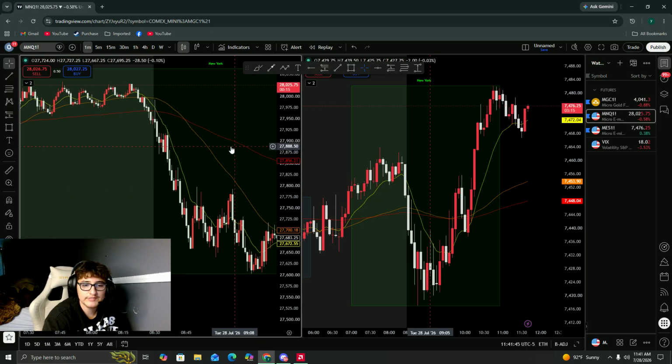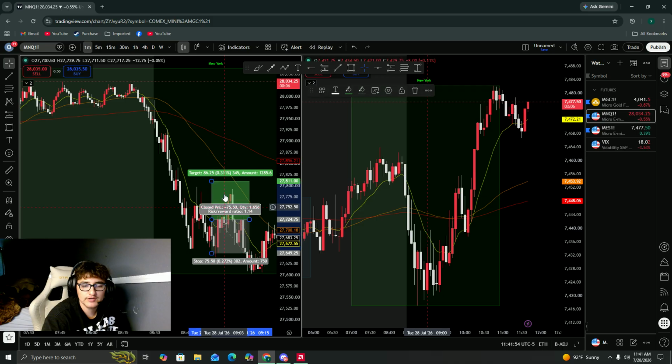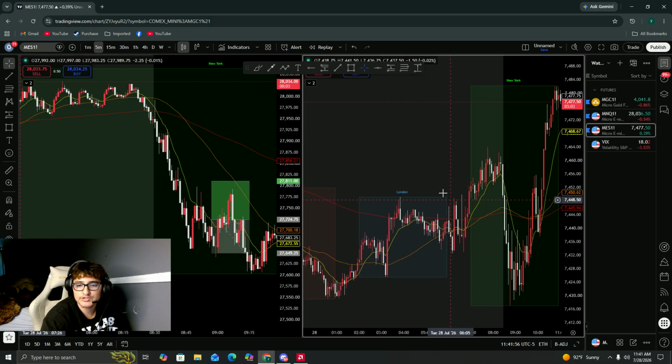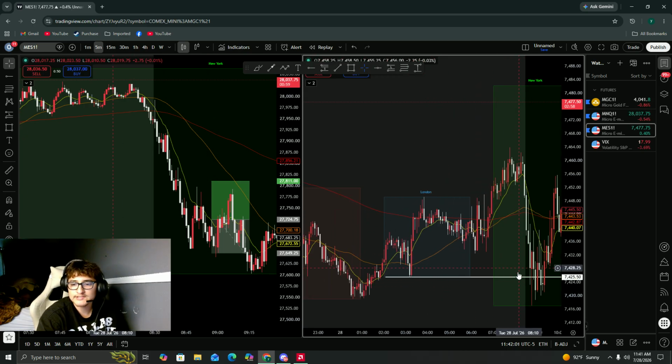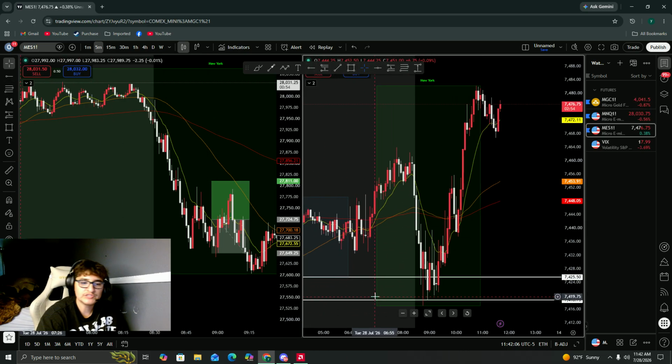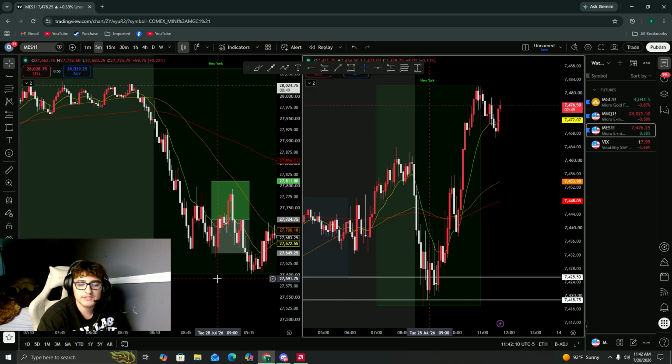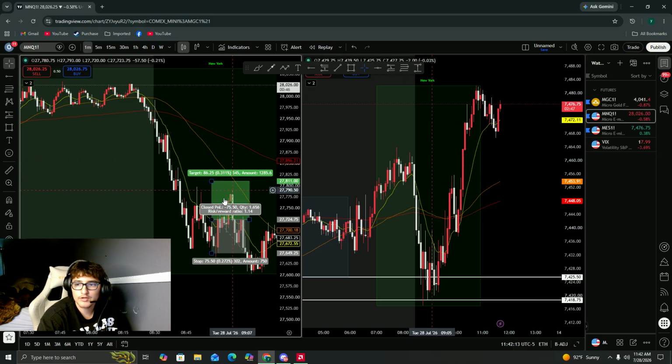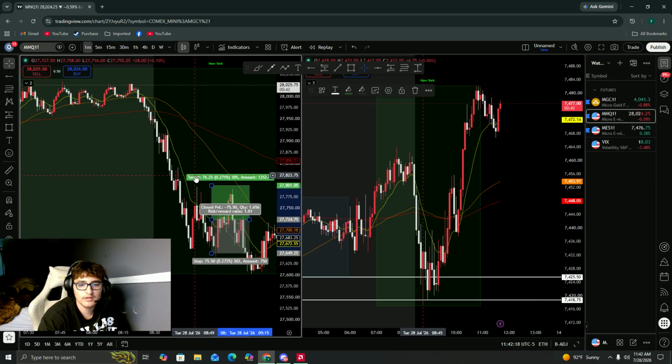The only setup that I did see here was this one right here for buys. I ended up taking this trade for buys on NQ, and the reason why I took this trade for buys was because of London session on ES. We took out this low on London session, we took out this low on Asia session, and we were just bouncing off of these lows on ES. So we got a crazy move to the upside on NQ over here, a bullish candle on the 1 minute, and my take profit was going to be a 1-to-1 RR.